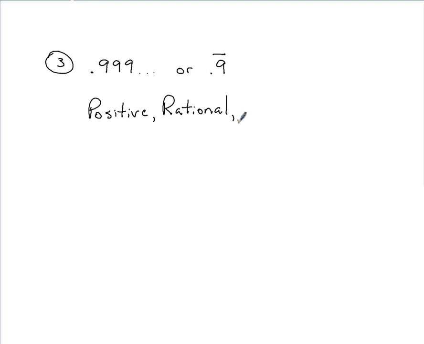Therefore, not irrational. Not imaginary, must be real. It's not a natural or counting number. It wasn't irrational, therefore it's not transcendental. So that's all the categories for 0.9 repeating.